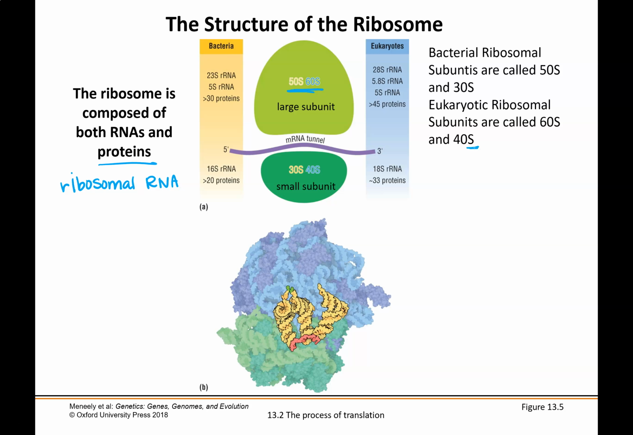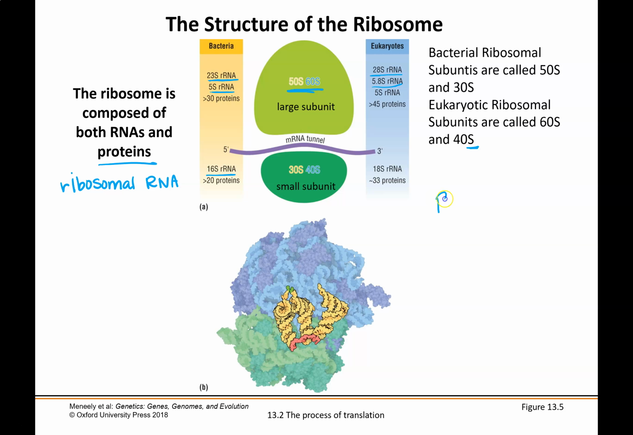Both of them are made up of specific ribosomal RNAs as well. You can see that eukaryotes have slightly larger RNA molecules. And then if we look at the small subunit, it is in fact smaller. It's made up of smaller proteins, or less proteins, and smaller ribosomal RNA.